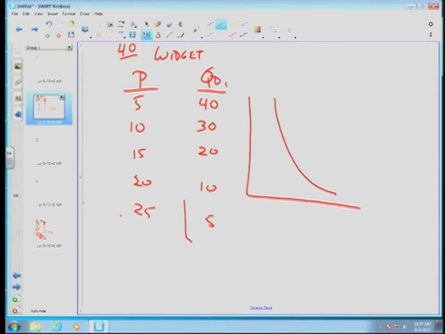Actually, I should probably put the numbers in before I draw the curve. Okay, so we've got 5, 10, 15, 20, 25. And what do I do? Quantity 5, 10, 20, 30, 40. And then we can plot this.